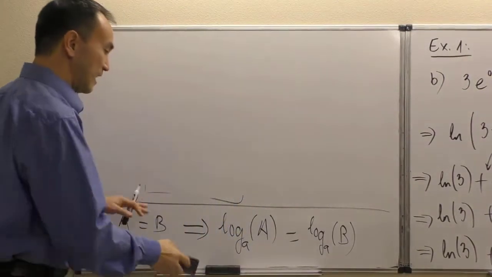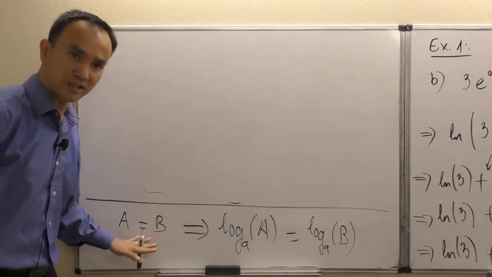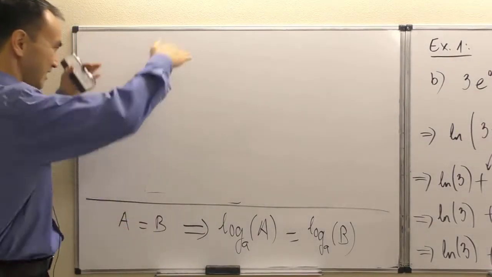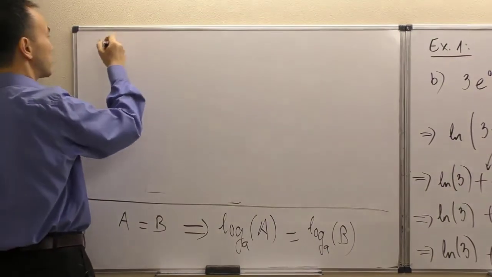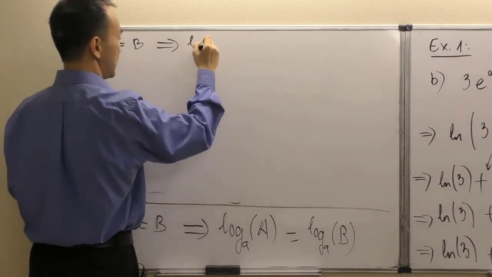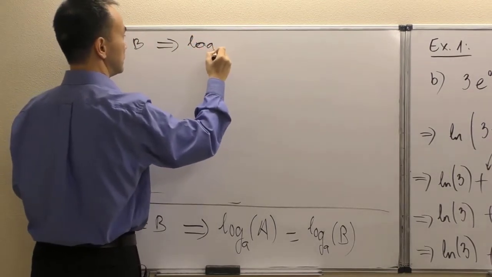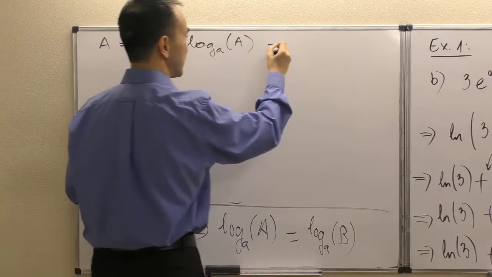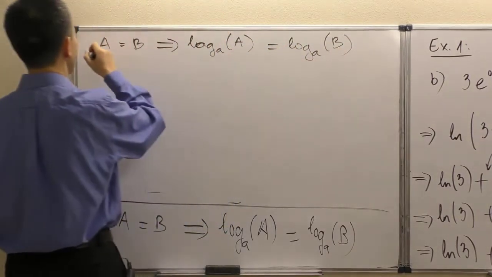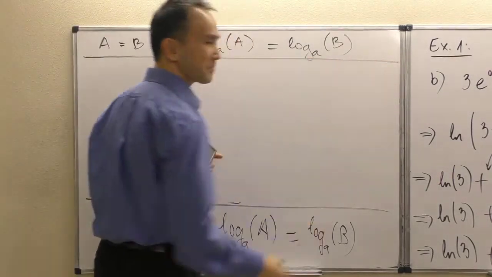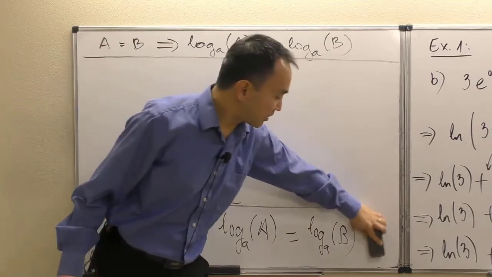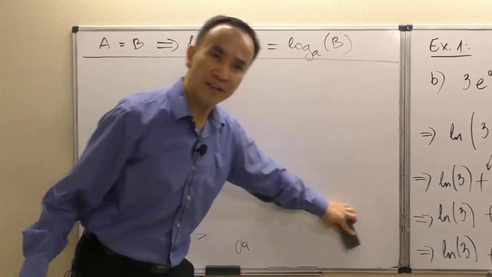Allow me to put this special fact in a small space of this board. Anytime we have a equals b, we can apply a logarithm to a on the left and apply that same logarithm to b on the right-hand side and still maintain equality. Let's hold this here for at least a few more problems. Now I'm going to use the remaining space to continue solving our work.